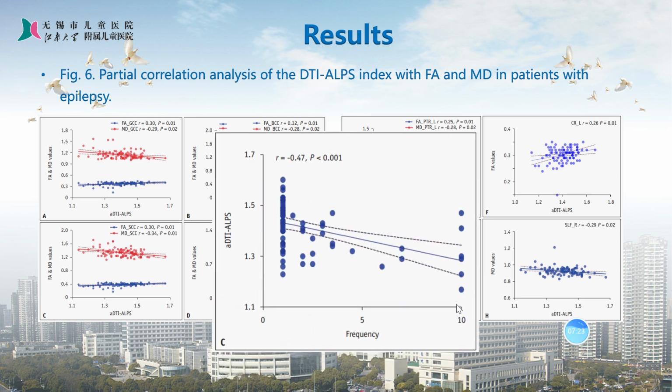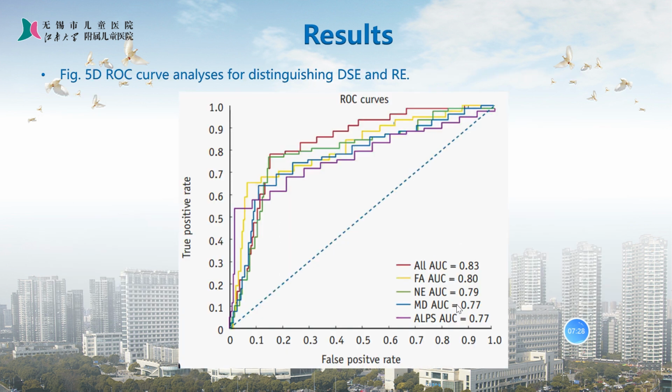Additionally, the DTI-ALPS index was negatively correlated with seizure frequency. The cross-validated AUCs of DTI-ALPS, FAMD, and nodal efficiency for distinguishing RE from DSE were 0.77, 0.81, 0.77, and 0.79, respectively. The cross-validated AUC of the machine learning model combining multiple parameters was 0.83.